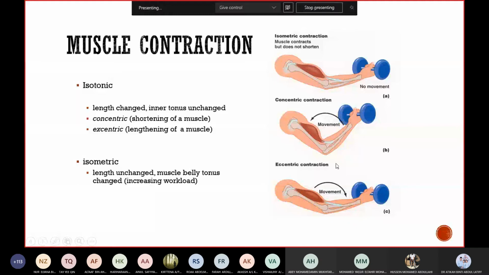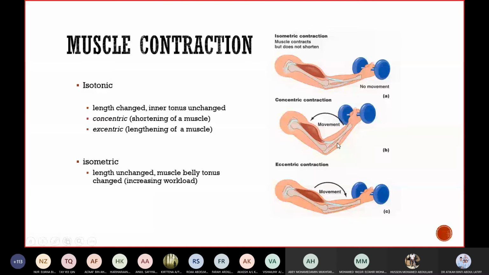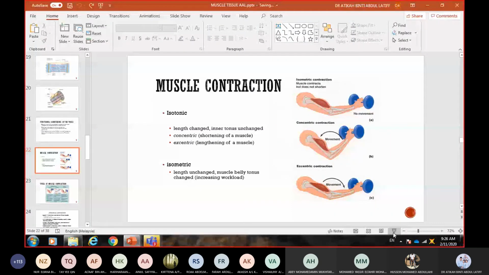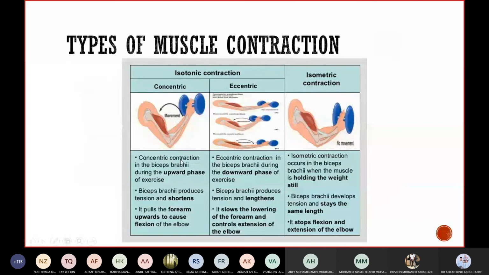We have another picture here. So in concentric contraction, for example here, the biceps brachii during the upward phase of exercise produces tension and shortens, it becomes short to create this movement, which is flexion. And in eccentric, the biceps brachii during its downward phase of exercise, causes lengthening of the biceps.